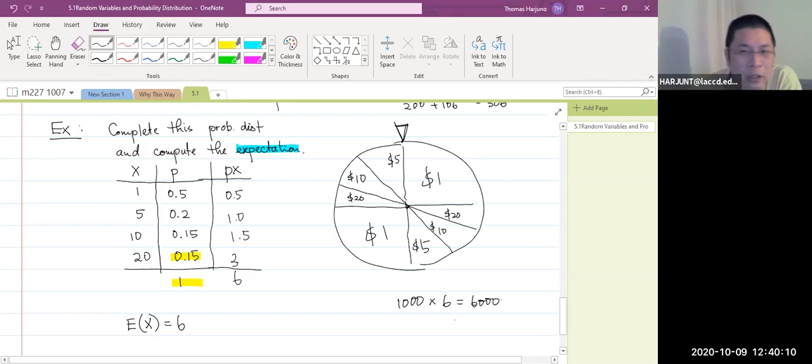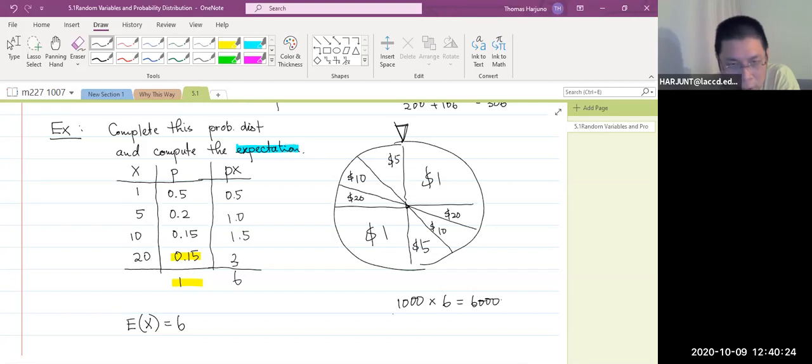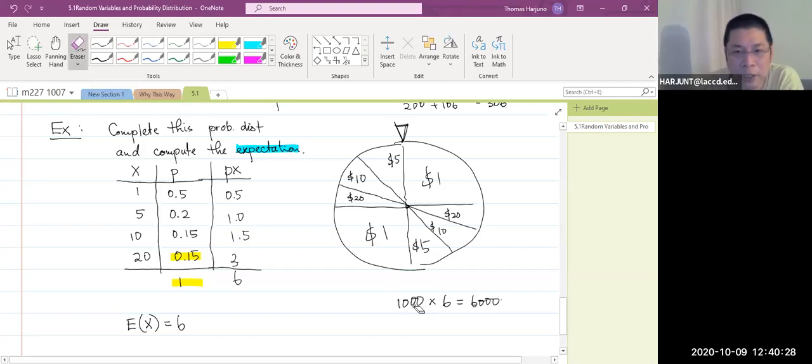Okay, so instead of first finding out that you will spin it 1,000 times, just find the expected value first, and then see later on. Oh, if I spin it 10,000 times, then you should prepare $60,000. Okay, now just a little extra information.